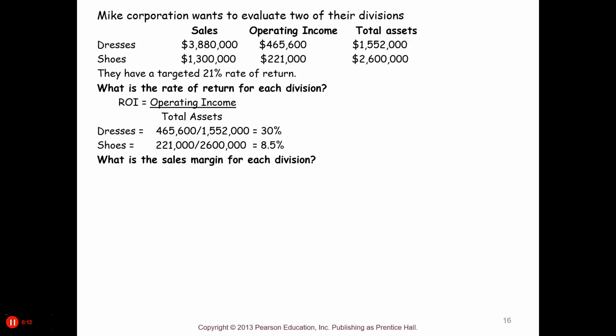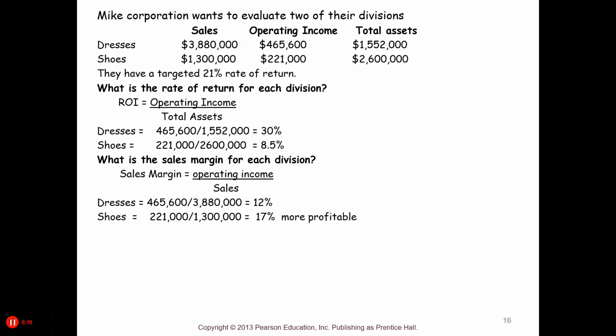What is the sales margin for each division? Which is operating income divided by sales. Now, if you look at this, shoes looks a lot better, don't they? They're at 17%, whereas dresses is only at 12%.